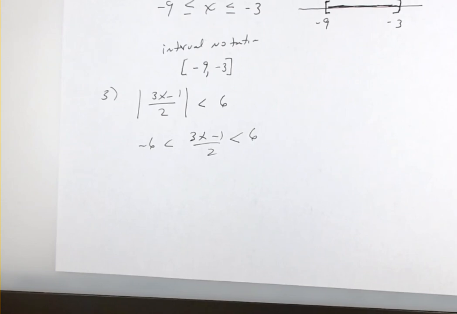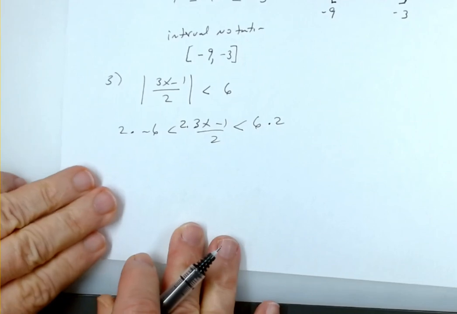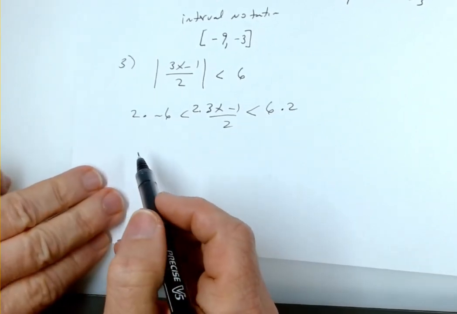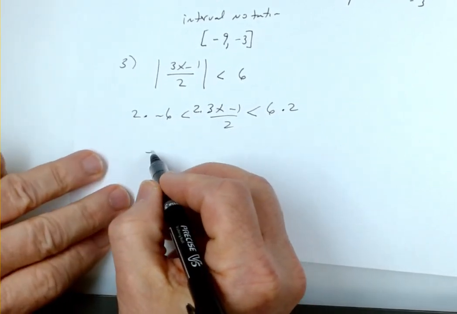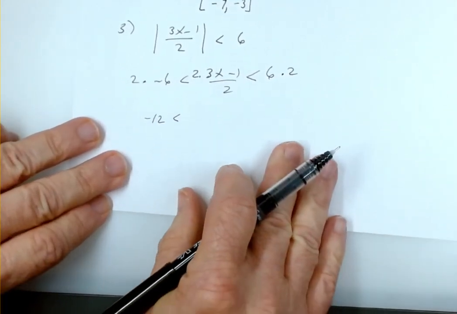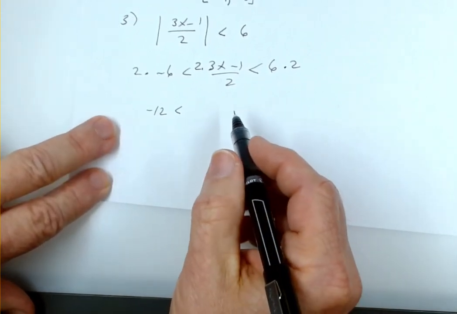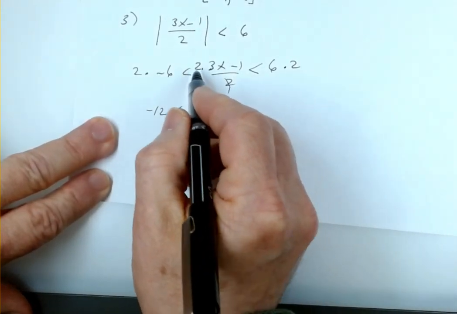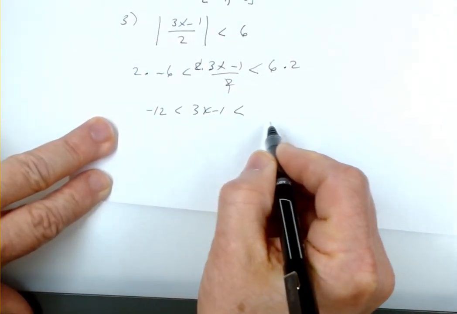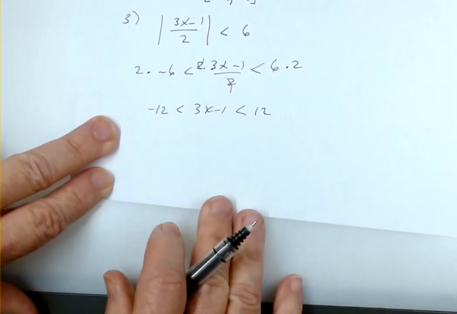All right, so what's the next step? Multiply all parts by 2. So times 2, times 2, times 2. What's 2 times negative 6? Negative 12. It's less than. Now what's in the middle? 3x minus 1. Yep, the 2's divide out, right? So 3x minus 1 is less than 12. Okay, a couple more steps and you're done.